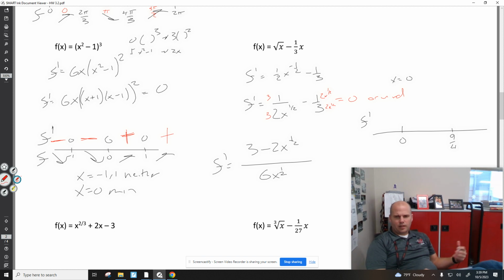Now, Mr. Messer, how do I use test points here? Again, this is one of those cases where multiplicities isn't going to help you. You got to use test points. One's a good test point. Why? Because I know what the square root of 1 is. I get 3 minus 2 over 6.